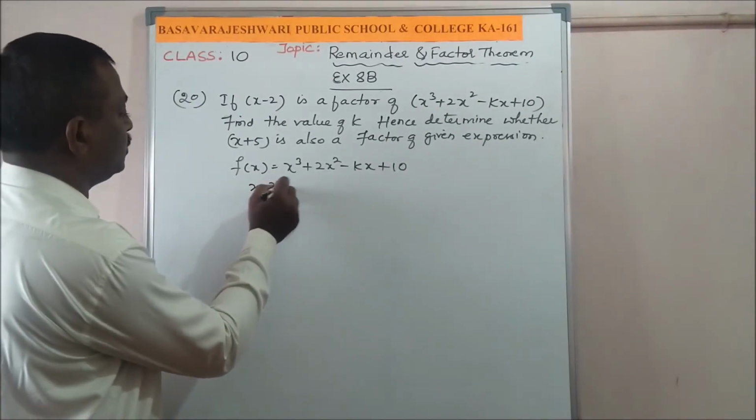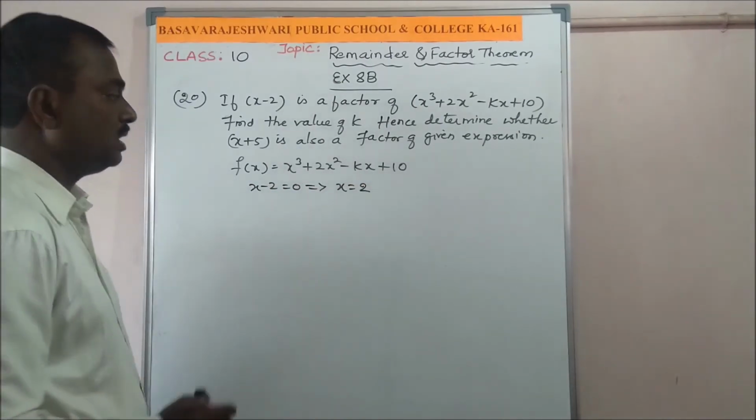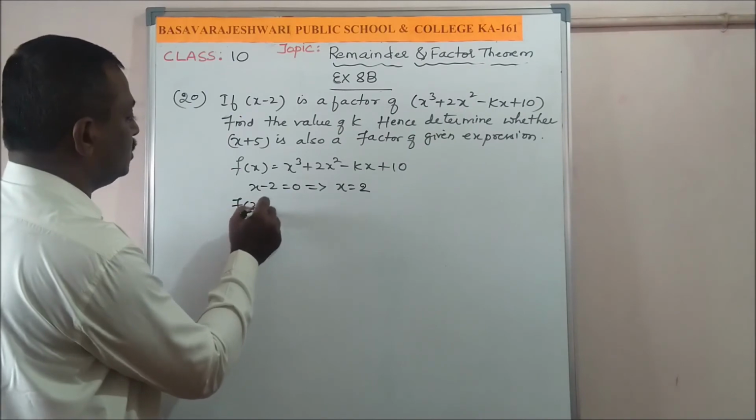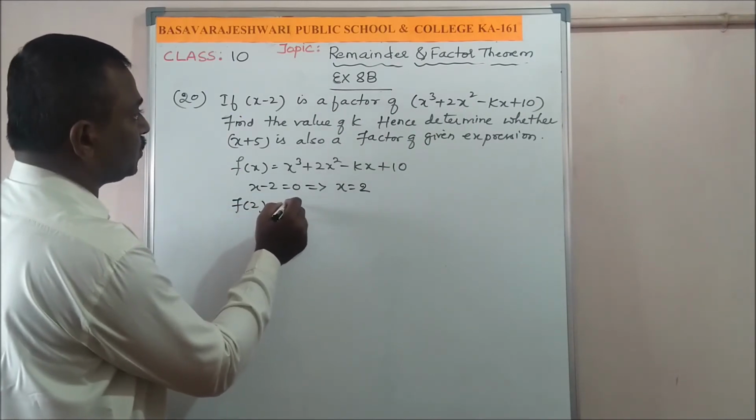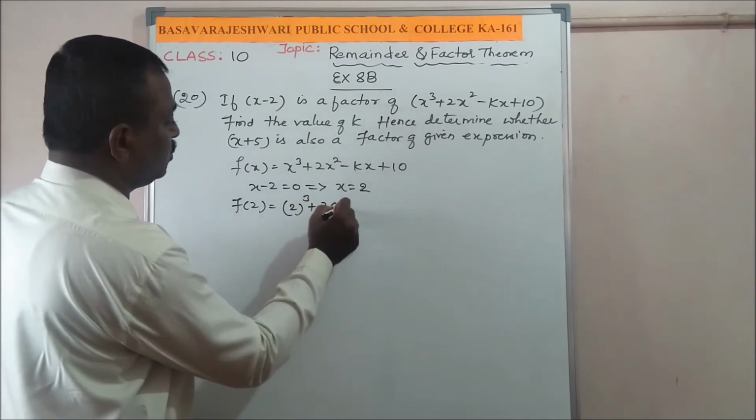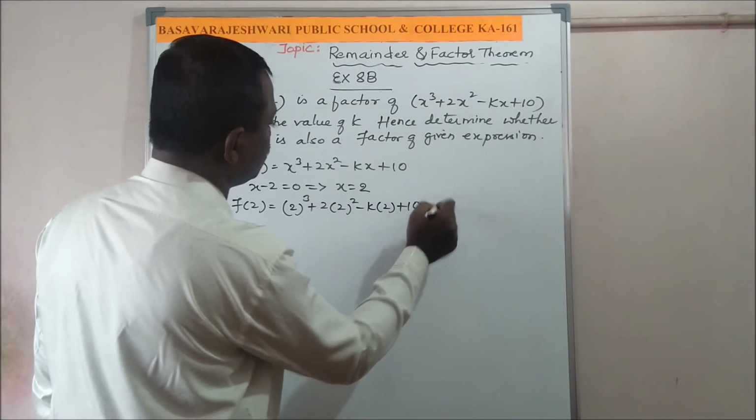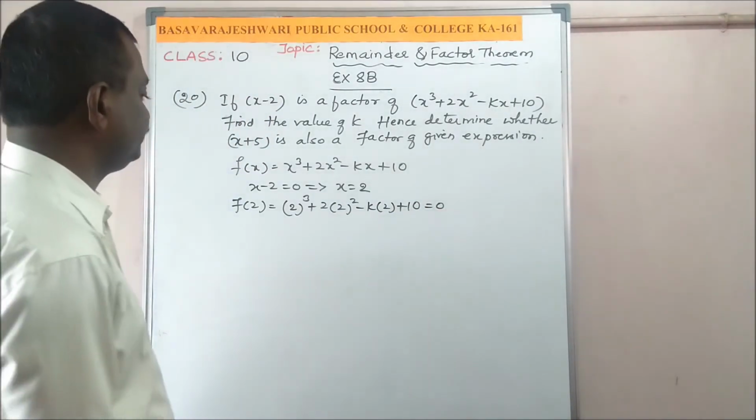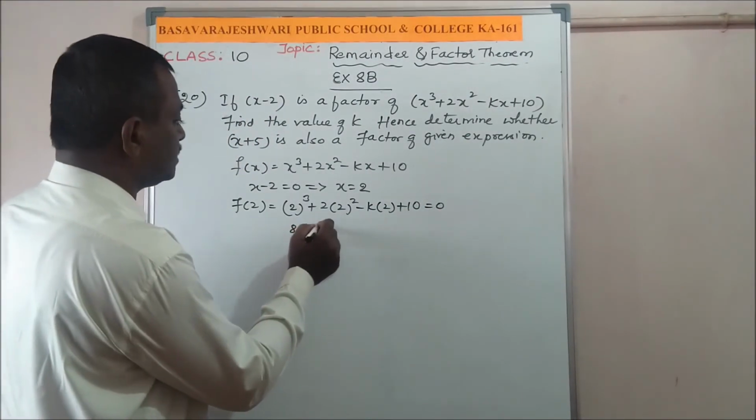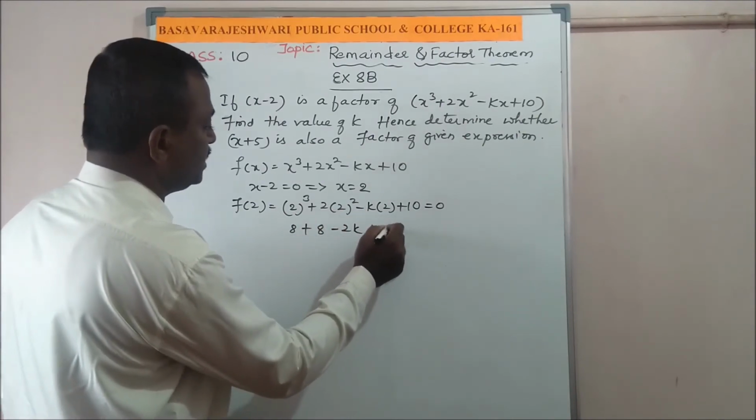So x minus 2 is equal to 0. This implies x is equal to 2. So f of 2 is equal to 2 cube plus 2 into 2 square minus k into 2 plus 10, that should be equal to 0 because it is a factor. 8 plus 8 minus 2k plus 10 is equal to 0.